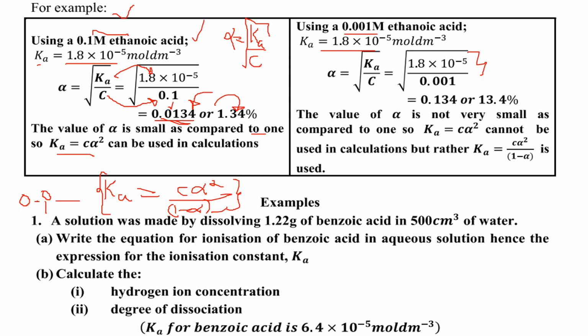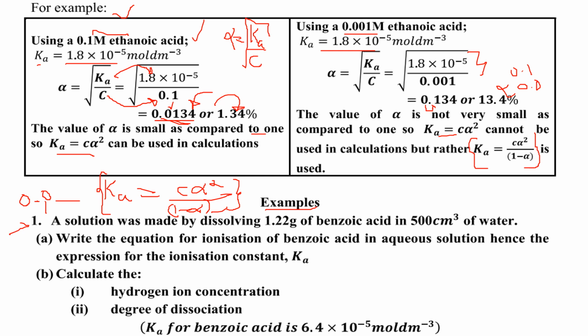Now here we are saying that the value of alpha is not very small. If you look at this here, we don't have 0.0. So we cannot approximate Ka is equal to this because our decimal place we have got is 0.1. For the approximation to be valid, your degree of dissociation must be 0.0. But in case it's not 0.0, then you are not supposed to approximate. But instead, you are supposed to use the general formula, which is Ka being equal to C alpha squared divided by 1 minus alpha.